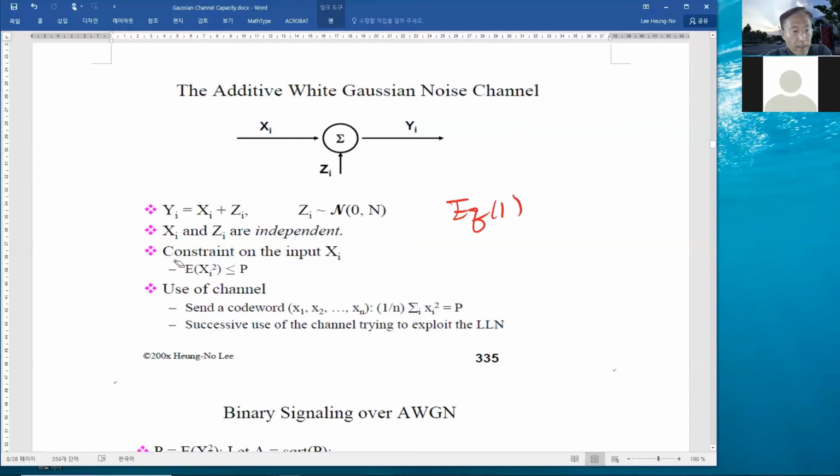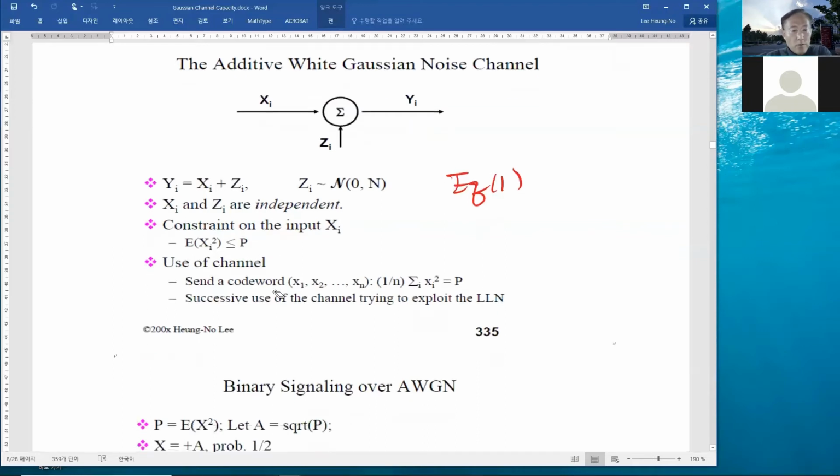You just need to remember that N is the second moment of the random variable Zi. Here a constraint is put on the input Xi. You have to use only so much power at the transmitter. So the expected value of Xi squared should be limited to P.